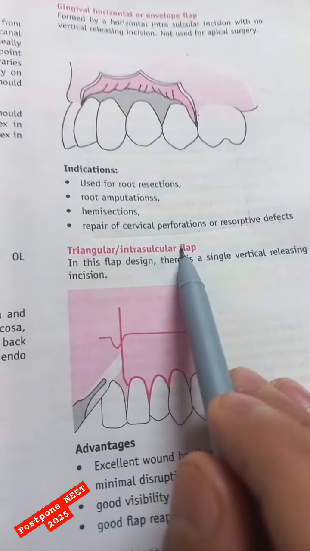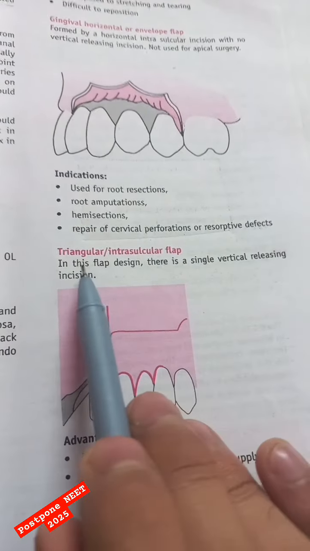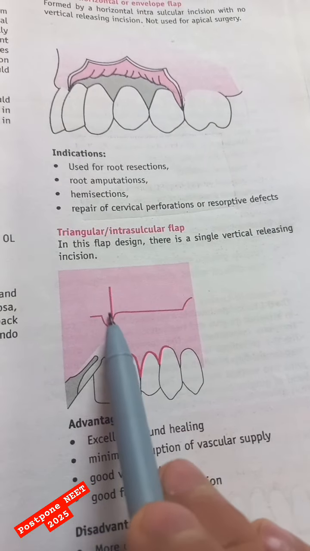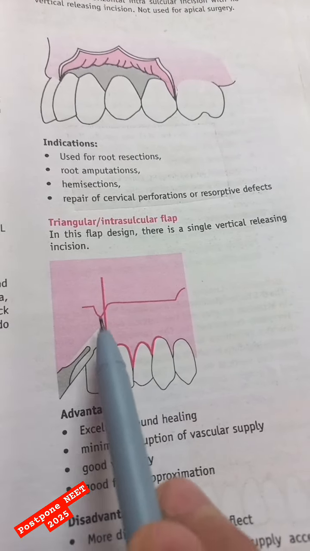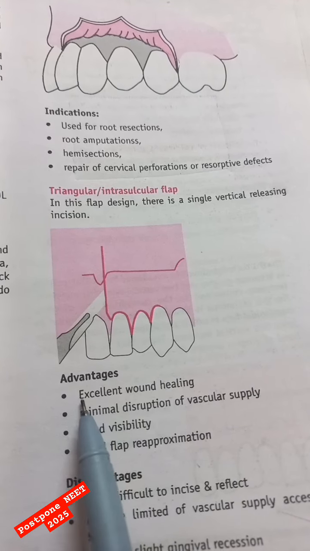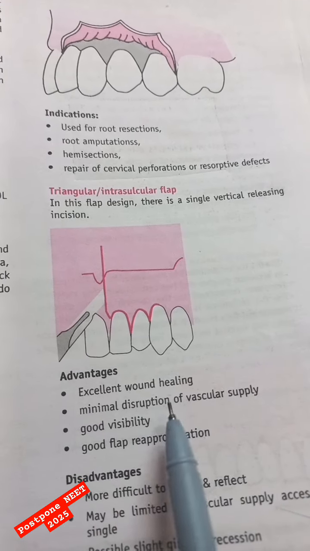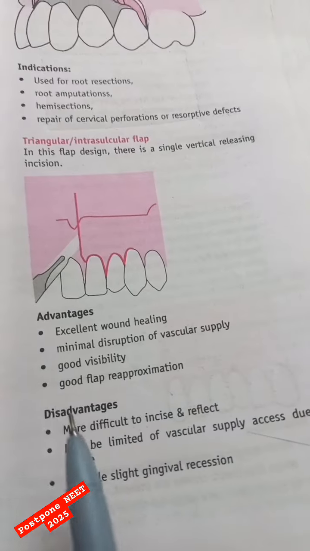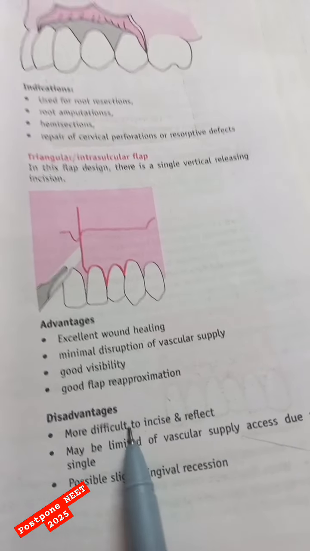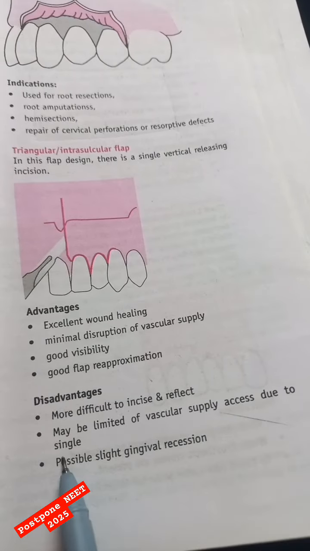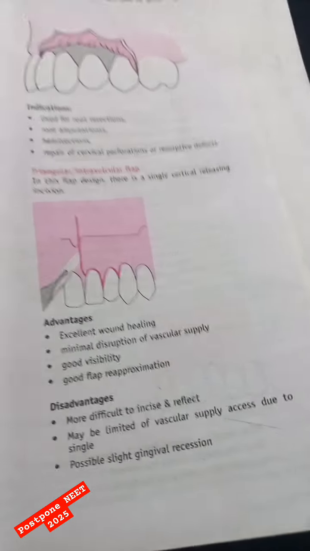Now, the triangular and the intrasulcular flap. In this flap design, there is a single vertical releasing incision. Here you can see single vertical releasing incision is given. Advantages include excellent wound healing, minimal disruption of vascular supply, good visibility, and good flap approximation. Now, the disadvantages are that it is more difficult to incise and reflect, may have limited vascular supply access due to the single incision, and possible slight gingival recession can be seen.